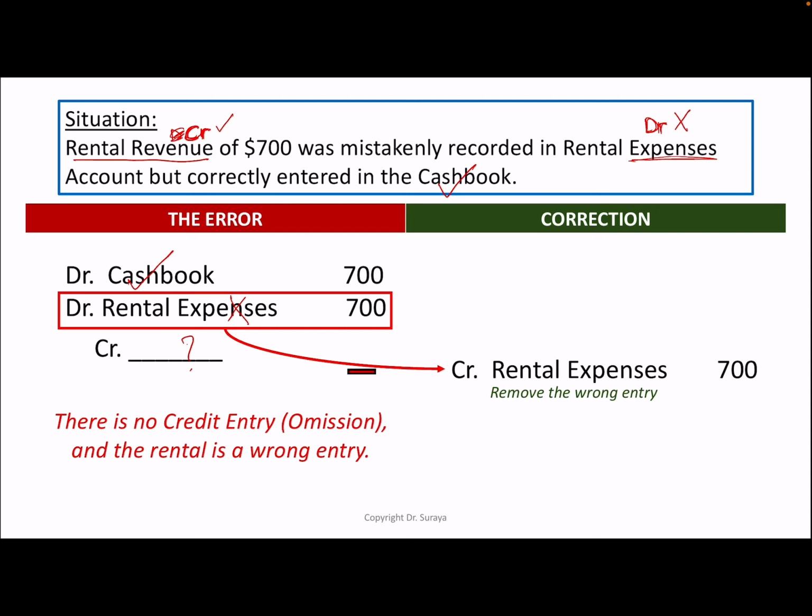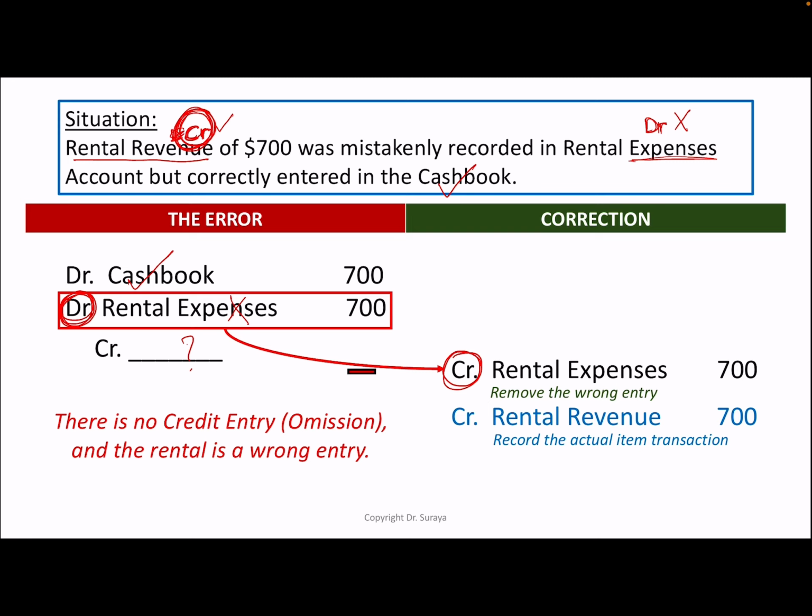So, remove the wrong entry first. First step, remove the wrong entry. This is debit. To remove it, it needs to be credit. Because why are you removing it? It is not supposed to be there. It is not supposed to even exist in the first place. So now there is a credit. Now you have to credit the rental revenue. Why? Because the revenue is a credit. So now you have two credits.